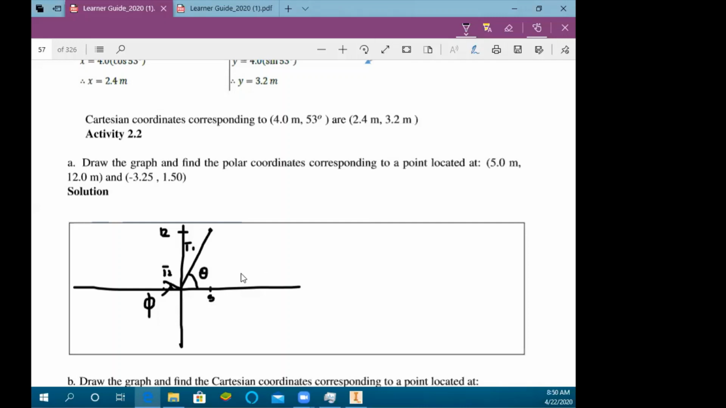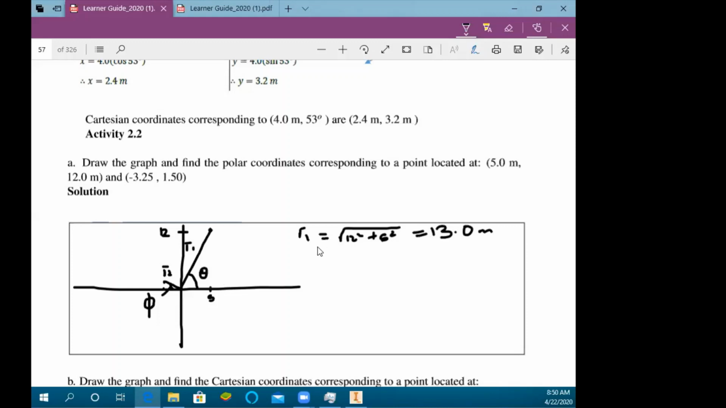Now let's find the hypotenuse. I call it R1. So R1 is equal to the square root of 12 squared plus 5 squared. What am I getting here? I'm getting 13. Is it in meters? Yes, it's in meters. 13.0 meters.